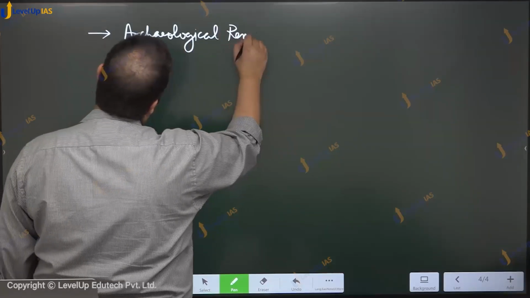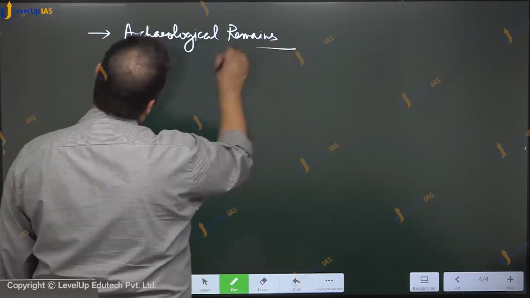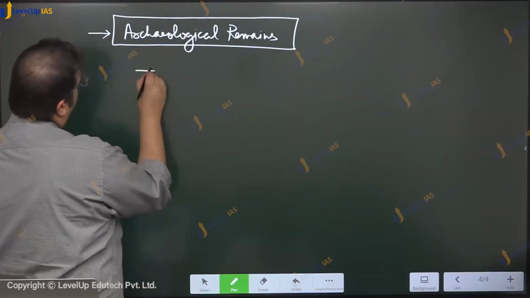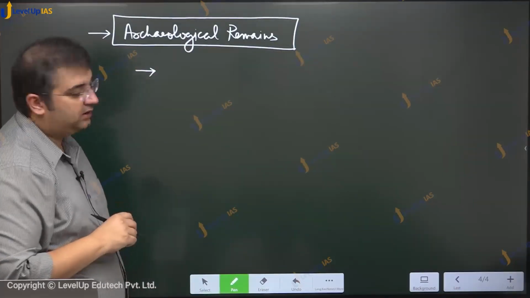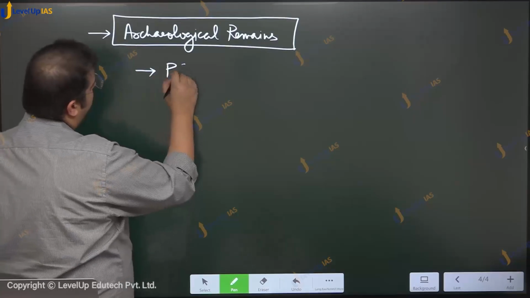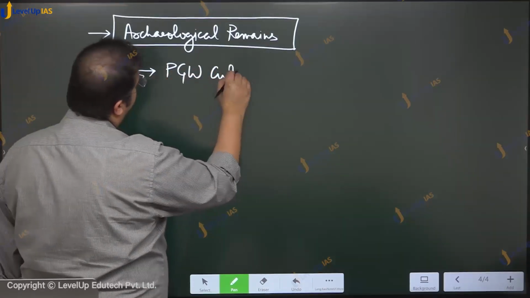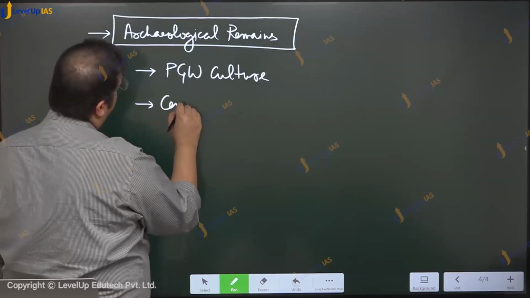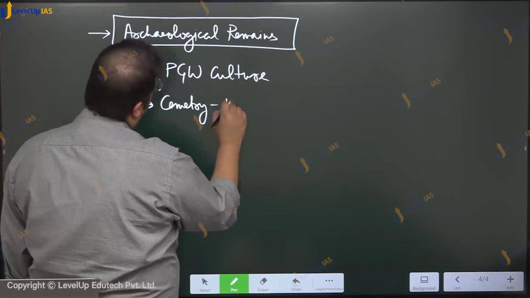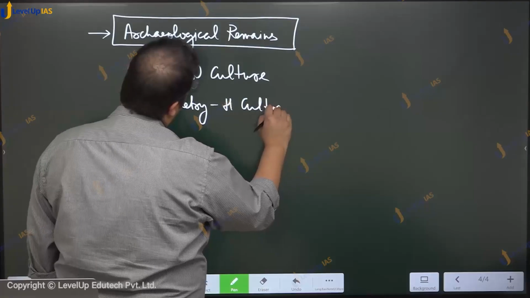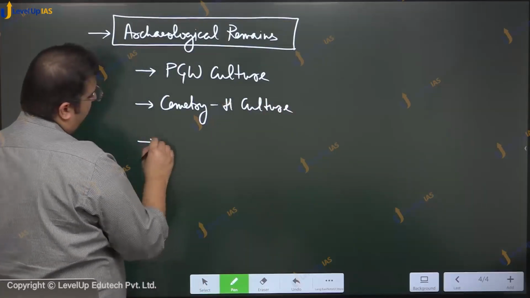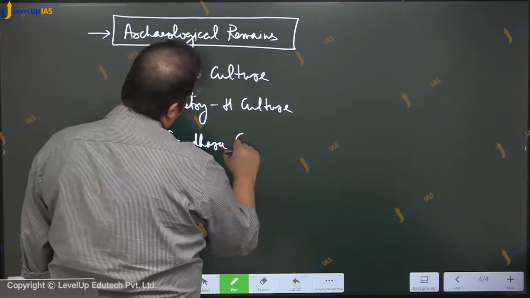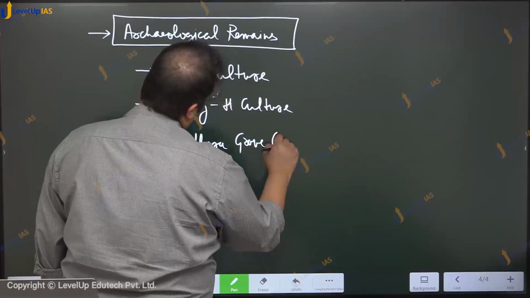Right. Then we also have certain archaeological remains belonging to cultures such as the PGW culture, the Cemetery H culture, and the Gandhara grave culture.